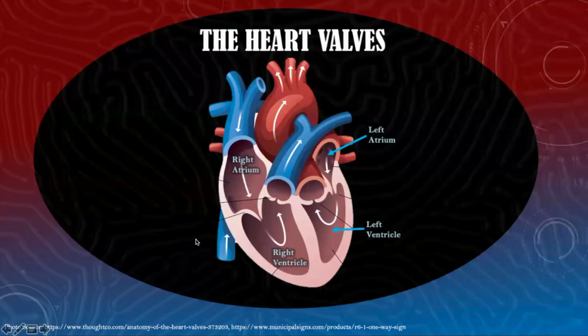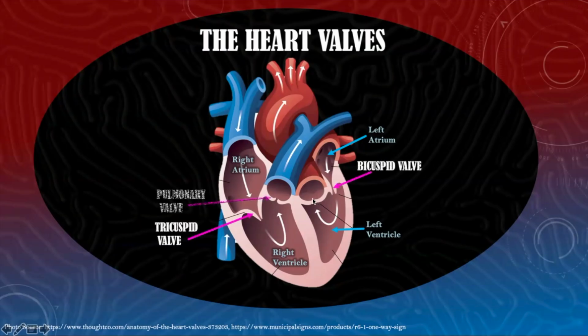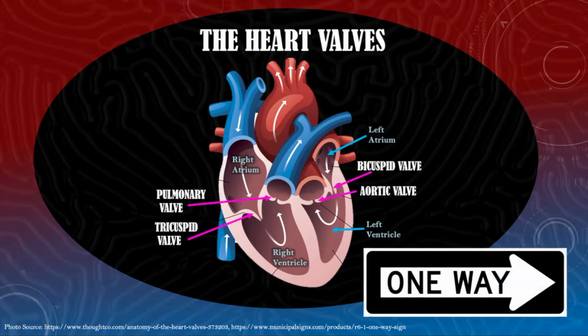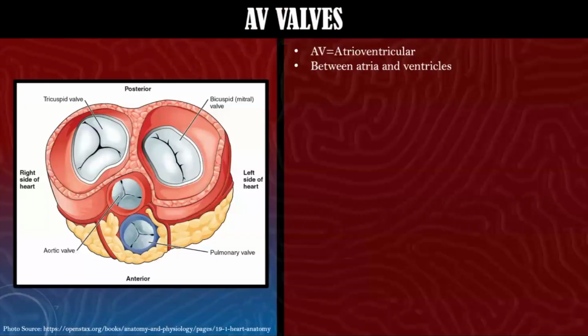So let's talk more about those heart valves. You can see the chambers here, and these are the valves. We have the AV valves between the chambers, and then the semilunar valves. The valves help to make sure that the blood travels in one direction all throughout the heart. So let's get into more detail.